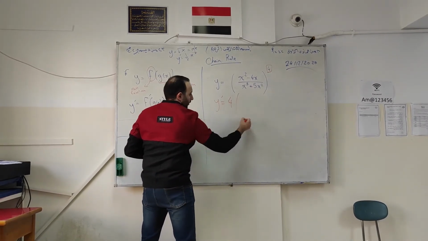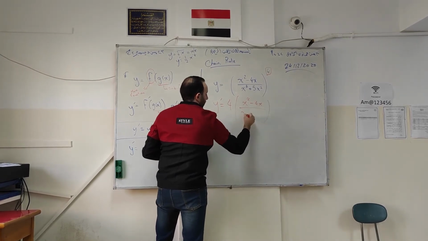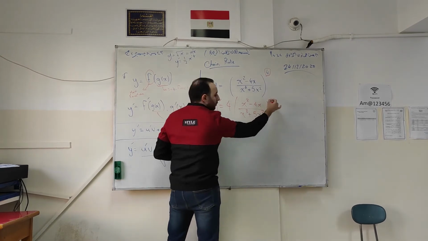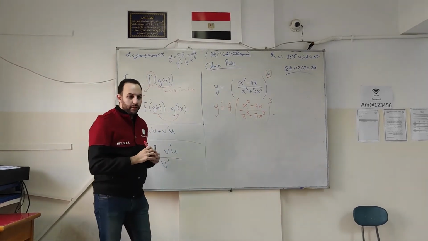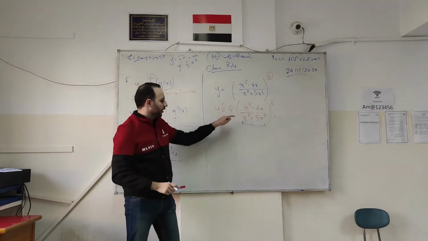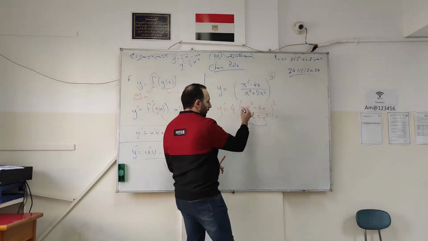4, then the bracket itself, power what value? Power 3. And then I will be multiplying by this derivative. The derivative here of the sub-function is a quotient rule. How can we apply the quotient rule?